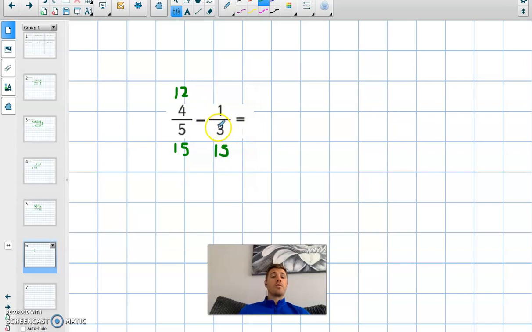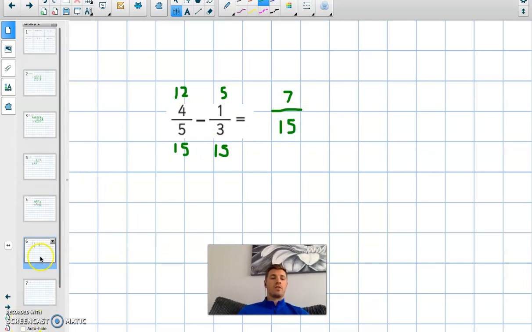And I've multiplied the 3 by the 5, so I've got to multiply the 1 by the 5, which gives me 5. And remember that the operation that we're using is subtraction. So then I subtract the two numerators. 12 subtract 5 is 7. And the denominator stays the same. So 7/15 is the correct answer.